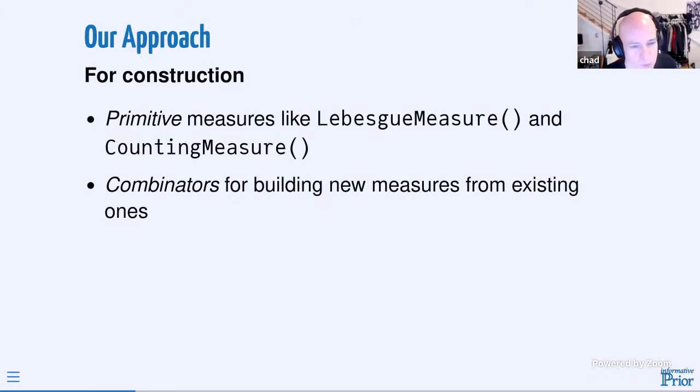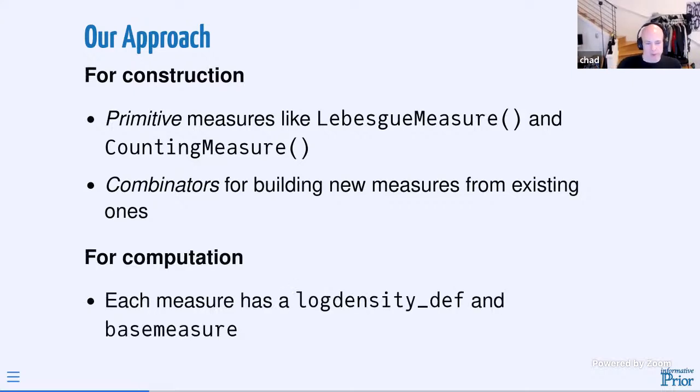Okay, so our approach for constructing these things is that we're going to have a few primitive measures. By primitive, I mean measures that are not expressed in terms of other measures. So we have one called Lebesgue measure and one called counting measure. And then we have lots of combinators for building up new measures based on existing ones. In terms of computation, each measure is going to have a logdensitydef function, and think of the def there as this is how this measure is defined. And then it also has a base measure.